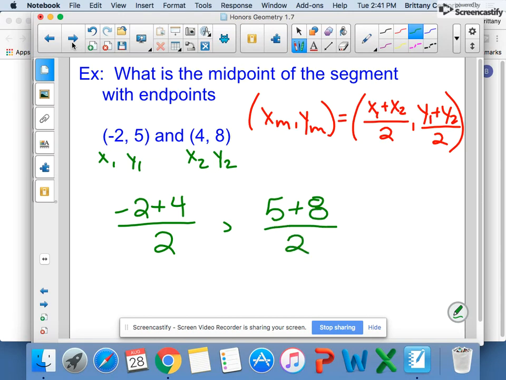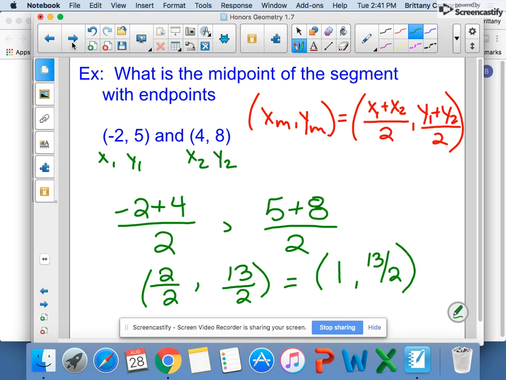And then simplify. So 4 minus 2 is 2. And then 8 plus 5 is 13 over 2. And then, again, it's called midpoint, so we're going to write our answer as a point, so an ordered pair. We're going to take 2 divided by 2 is 1, and we can leave that as 13 over 2, or you could put 6.5 if you would like.